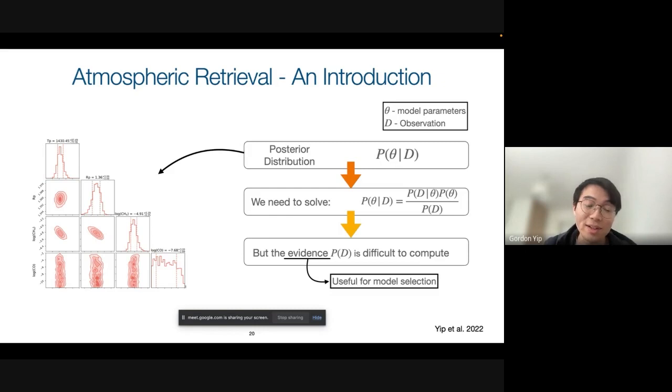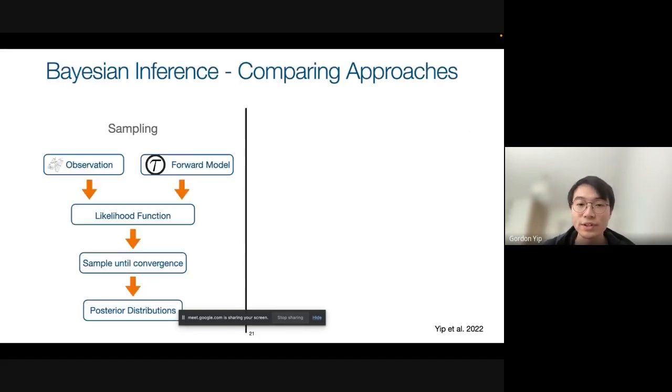But on the other hand, the evidence is actually very useful to compare different models, because in atmospheric characterization, you have many different assumptions about the atmosphere. And what we need to do is to find the best assumption that can explain our observations.